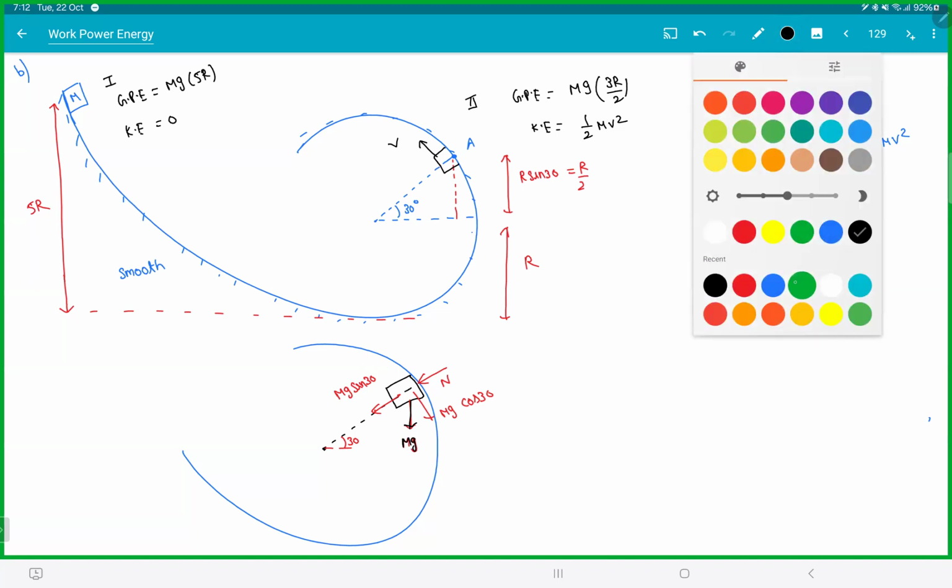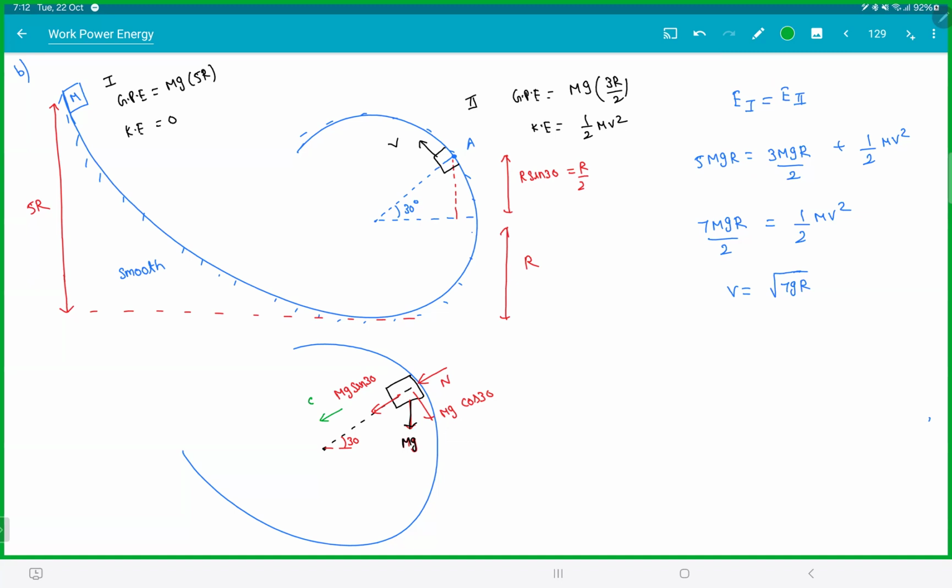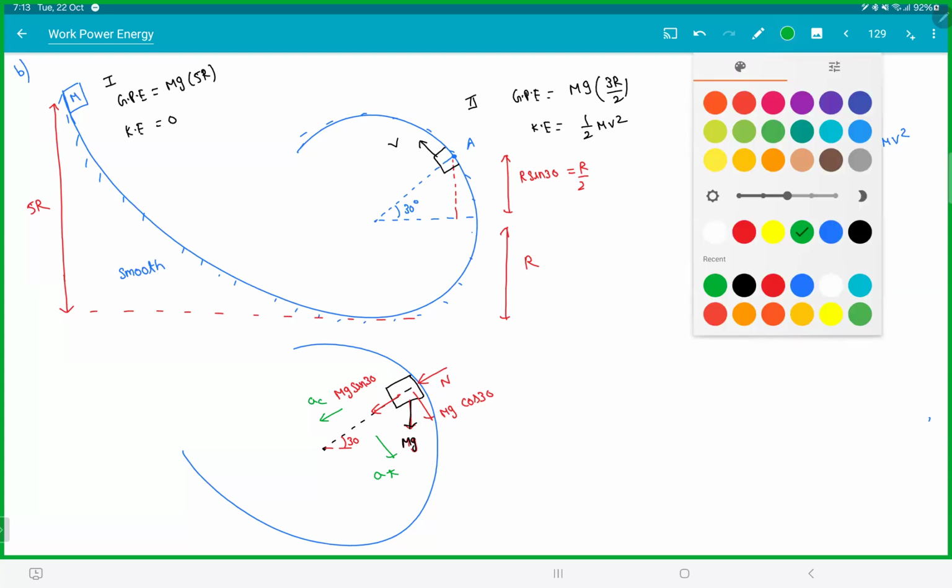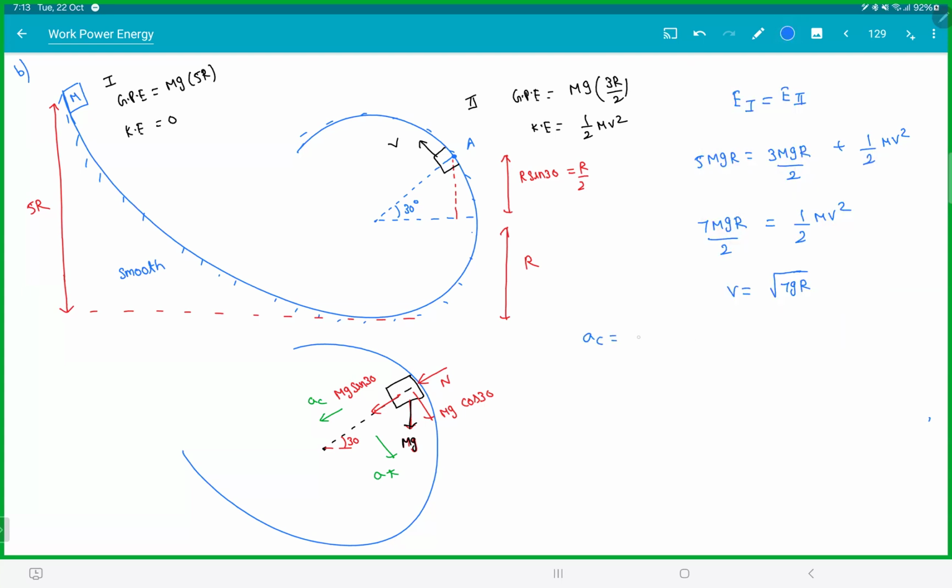Since you're going in a circle, you will have centripetal acceleration, you will have tangential acceleration. A centripetal v square by r, which is 7g. A tangential is g cos 30. There is no other force in that direction. So net acceleration is root over a tangential square plus a centripetal square.